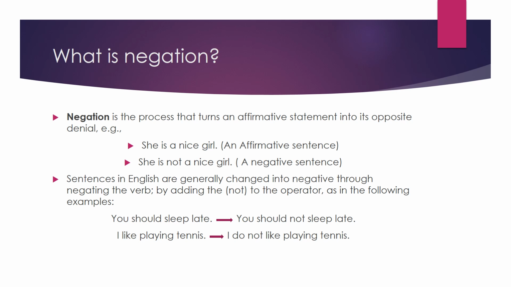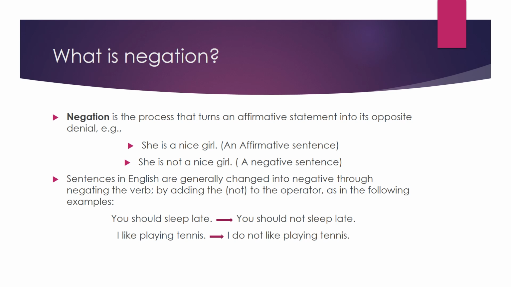And how can we negate the verb? Of course, we are going to add the not, this particle of negation, but we are not going to add it to the main verb. We need an operator in this case. If the sentence comes already with an operator, all we need to do is to attach this not to the operator. For example, you should sleep late.